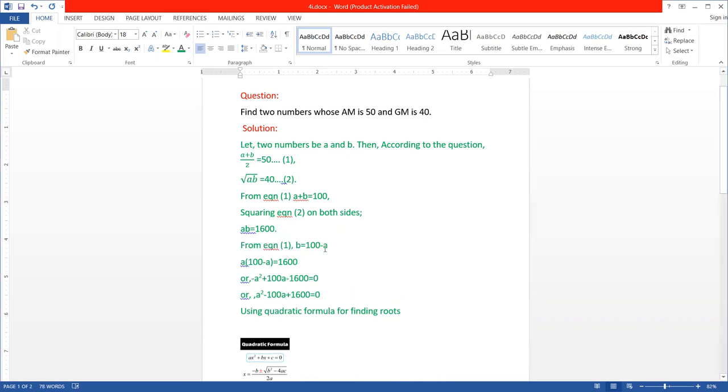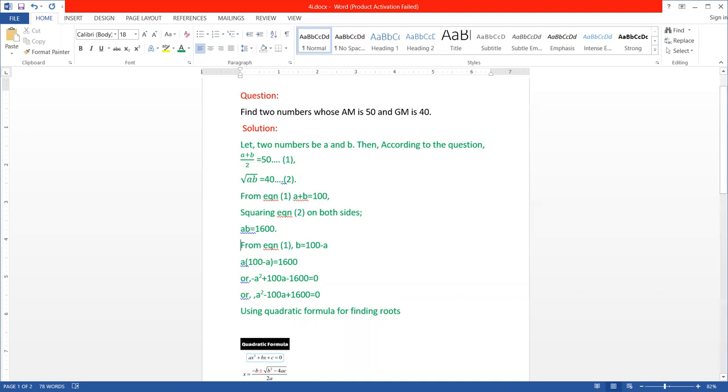if we substitute B equals 100 minus A, then it becomes A times (100 minus A) equals 1600. And if we open this, we get minus A squared plus 100A minus 1600, in which A squared minus 100A plus 1600 equals 0, which is in the form of a quadratic equation.